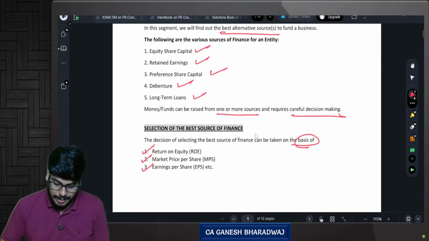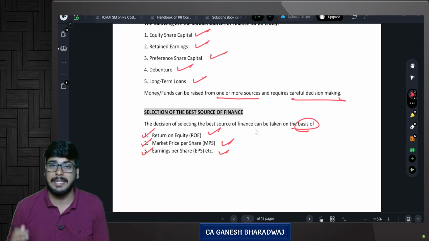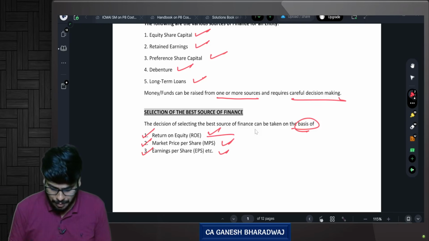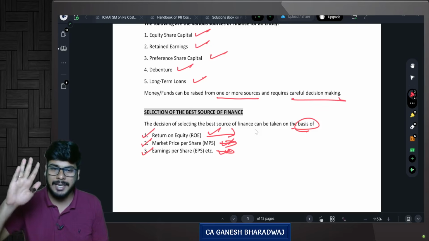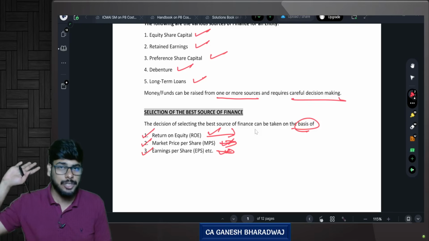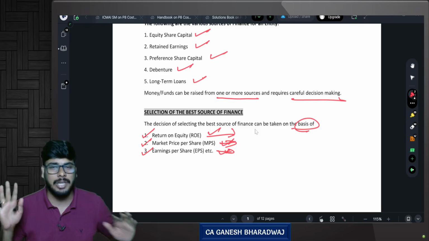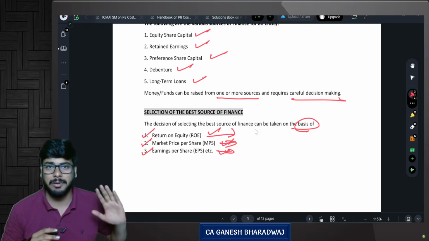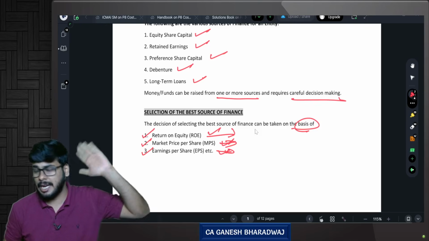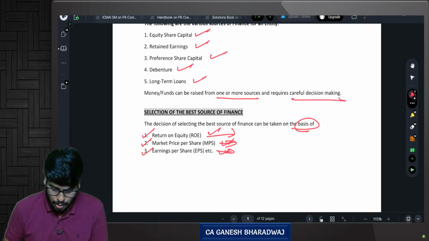And how will you take the decision? The decision of selecting the best source of finance can be taken on the basis of return on equity, MPS, EPS, etc. Are you clear with this? From each perspective, there could be a different ranking. That is fine. That's why I said the subject is open-ended. You cannot say that of all these things, only one is better. Are you clear with this? From the perspective of ROE, maybe one particular capital structure might be better. As simple as that.